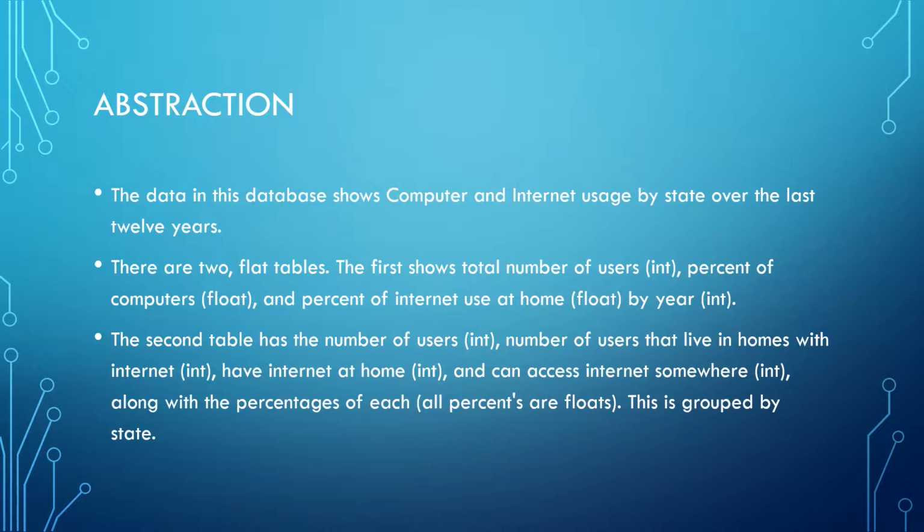The second table has the number of users that live in homes with internet, have internet at home, and have access to internet somewhere else, which are all integers, along with the percentages, which are floats, of each of these columns. These are all grouped together by state, which are strings.